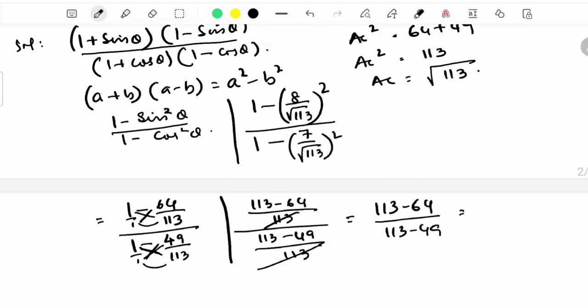So 13 minus 4 will give me 9 and 10 minus 4 is 6. 13 minus 9 is 4 and 10 minus 4 is 6. So our answer is 49 over 64.